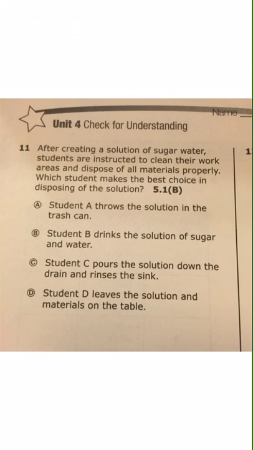After creating a solution of sugar water, students are instructed to clean their work area and dispose of all materials properly. Which student makes the best choice in disposing of a solution? Student A throws a solution in the trash can. Student B drinks the solution of sugar and water. Student C pours the solution down the drain and rinses the sink. And student D leaves the solution and materials on the table.